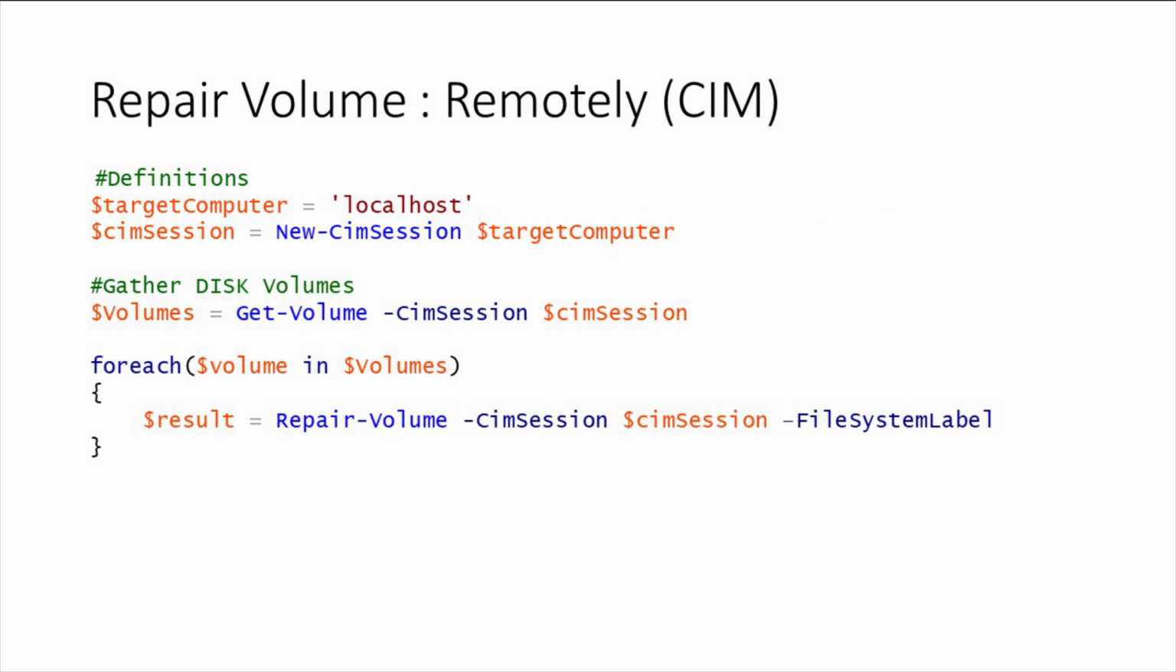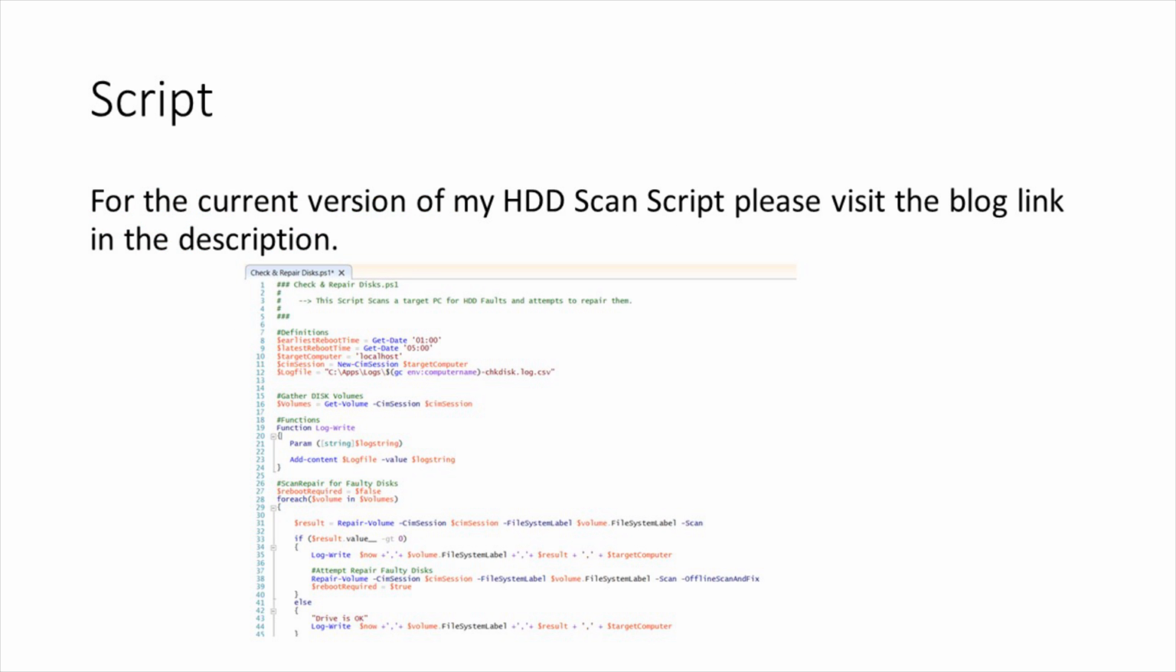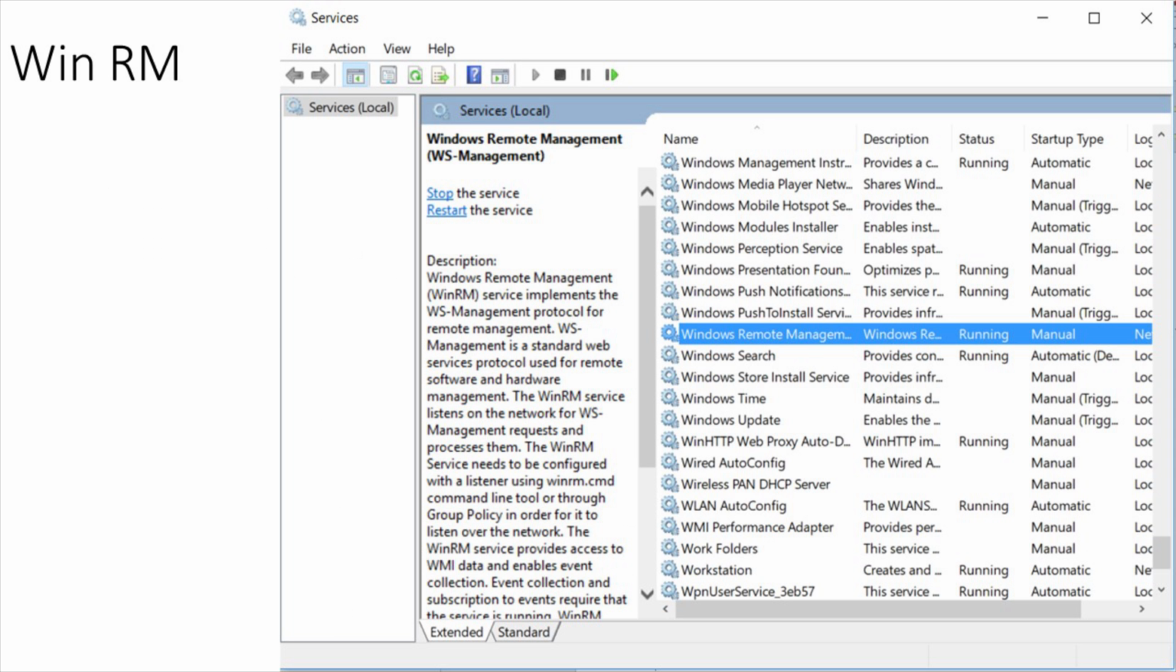You can run these commands remotely using the inbuilt PowerShell feature known as CimSessions. The script here shows a brief outline of how this might be accomplished. For the current version of the hard drive scanning script, please check out the blog in the description.